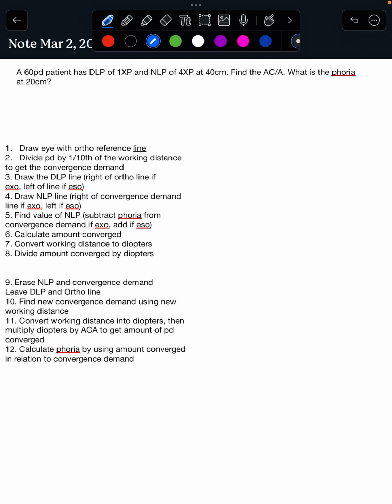Another ACA problem, but this time there's an additional step. It wants to know the Phoria at a different working distance. So for the first part, we're just going to do the same thing. Draw a line, ortho line, divide PD by 1/10 of the working distance. That's 15. So draw that.